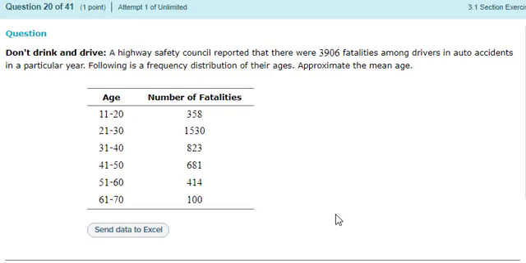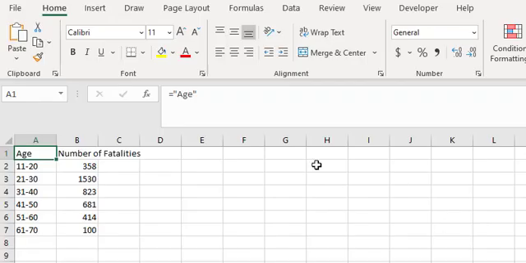Let's do an example on finding the mean from a frequency distribution. So this represents the frequency distribution of ages. This is the number of fatalities in each class of age. So first I'm going to send the data to Excel. So click on this. So now all the data are downloaded into Excel.